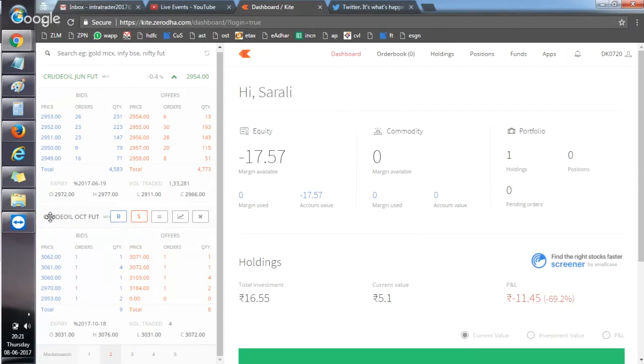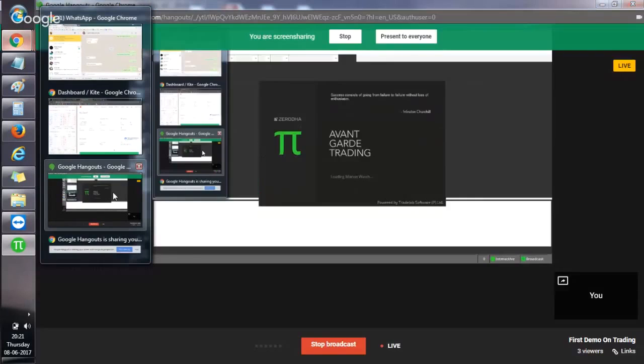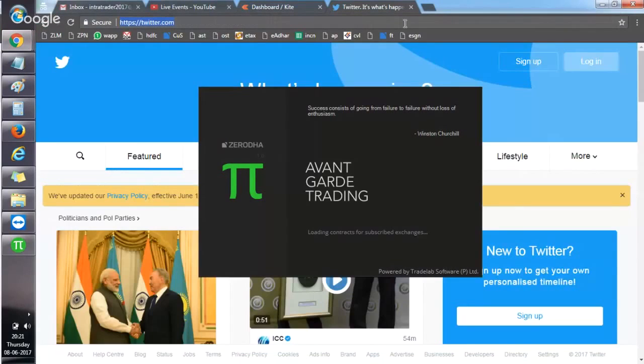Just give me a minute. Pi software is logging in. In the meanwhile, I just want to show you the margin calculator, using which you can easily check how much margin is required for various contracts.